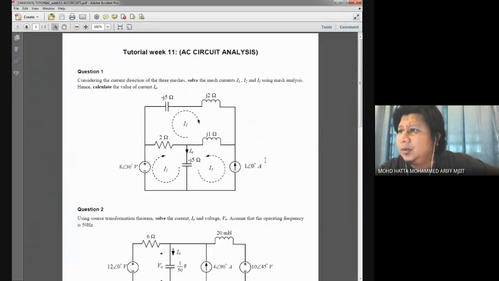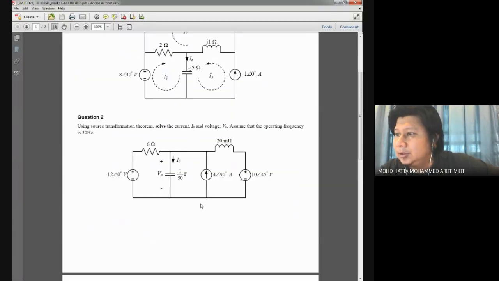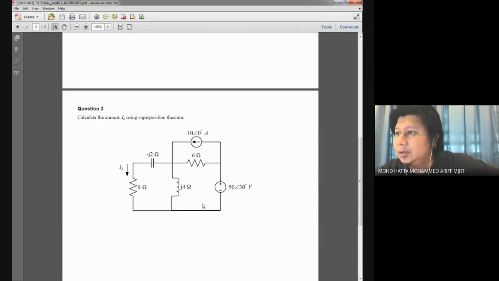If you download the file that I showed just now, we have 3 questions for week 11. The first question is about mesh analysis. The second one is source transformation: how do you solve current IO using source transformation? And the final one is using superposition.